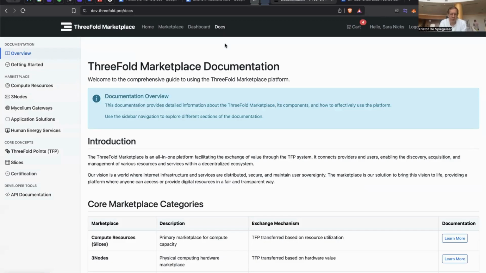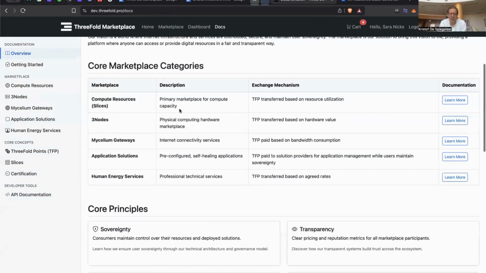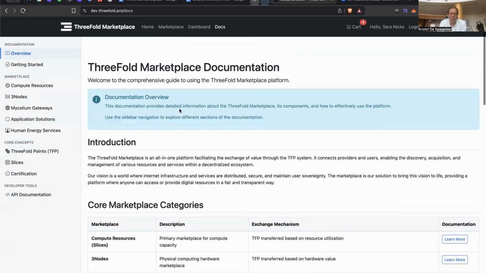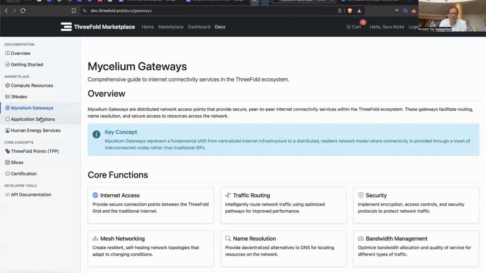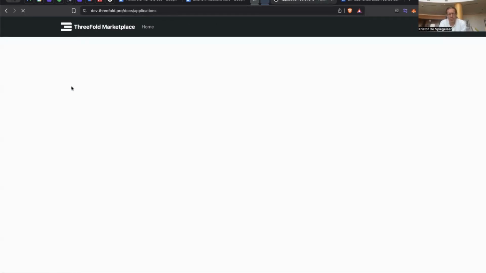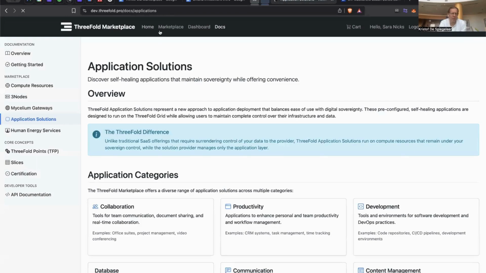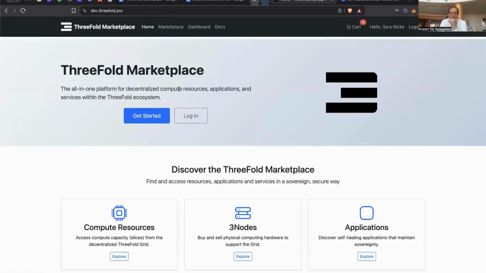There is integrated documentation. So rather than having to go to another website to figure out what's going on, inside your UI, we have the documentation itself around the nodes, around the farming, around, yeah, we call them human energy services, the services you can deliver, your points, your slices, and so on, right? And it explains everything. So let's go back to home.